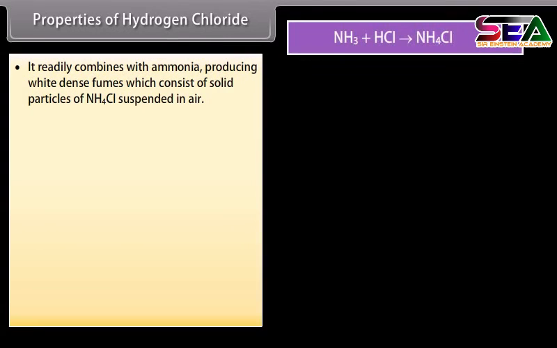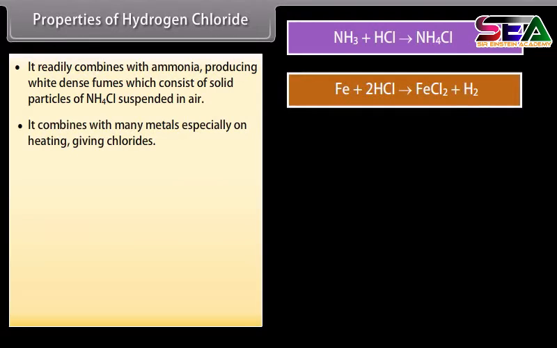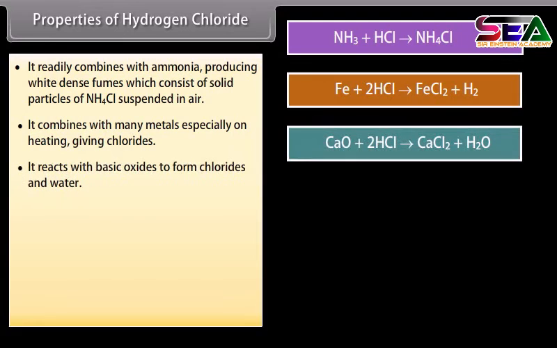Properties of hydrogen chloride. It readily combines with ammonia, producing white dense fumes which consist of solid particles of NH4Cl suspended in air. It combines with many metals, especially on heating, giving chlorides. It reacts with basic oxides to form chlorides and water.